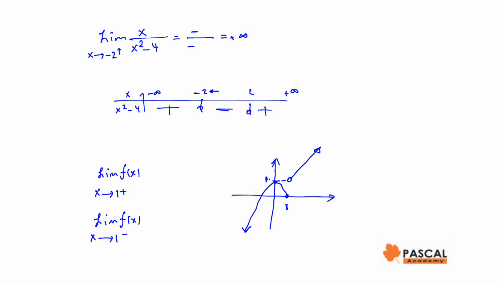When x approaches 1 from right side, f of x is getting close to 1. When x approaches 1 from the left side, f of x is getting close to 0. Right side limit and left side limit are not the same, therefore limit of f of x as x approaches 1 does not exist.